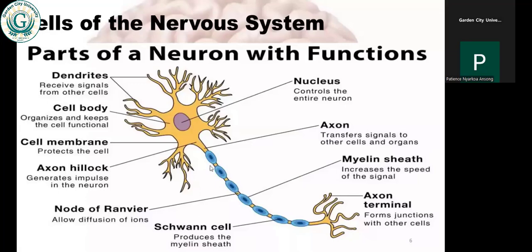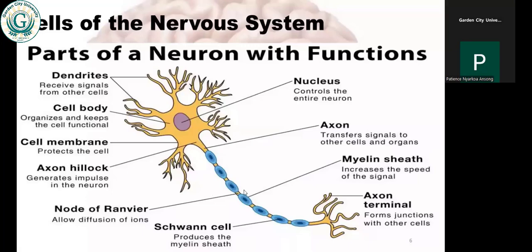Then we have the axon, which is the elongated part of the neuron. That's where transmission of action potential happens. Then we have the final part, which is the axon terminal, which is the end of the neuron. And this is where another neuron is connected to transmit the signal to.